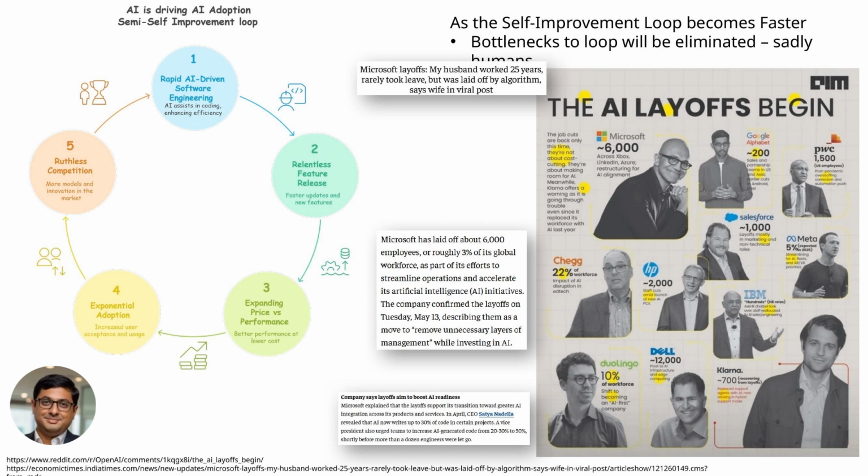Unfortunately, as this loop speeds up, human roles can become the bottleneck. Companies are already removing these bottlenecks, often through layoffs, sadly, as AI becomes more capable. The bigger irony is that it is an AI algorithm which decided who the 6,000 employees are for layoff at Microsoft. With this context, let's dive deeper. What are these AI agents that are fueling such rapid adoption and transformation?